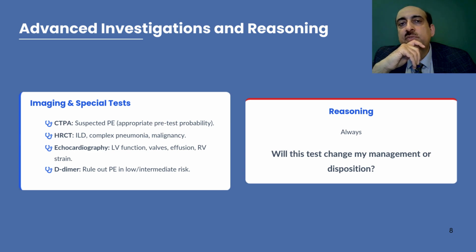Echocardiography, obviously if you're suspecting a cardiac cause, whether it's acute coronary syndrome, acute MI, you would like to look for the regional wall motion abnormality, or if it's a valvular heart disease, mitral regurgitation, aortic stenosis as some of the causes of dyspnea.